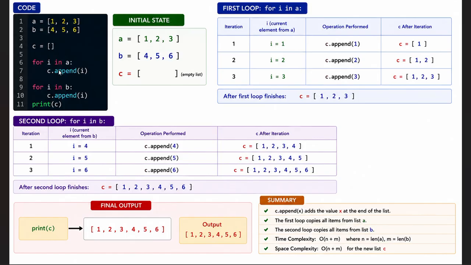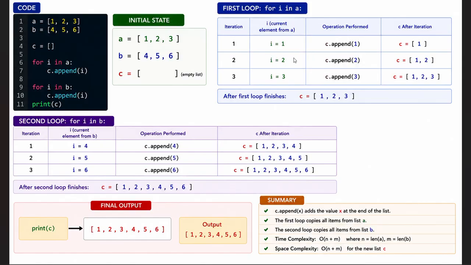Here this is the first loop, for i in a. Here we have iterations i equal to 1, i equal to 2 and i equal to 3. First operation, i equal to 1, c.append(i), c.append(1). Here c is empty. Now we will add 1, and now this is the updated list.